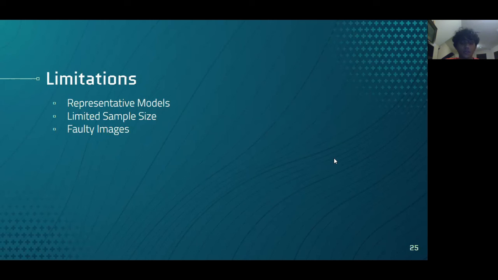Another limitation was the limited sample size of the images. Even though 100 images is a relatively large amount of images, a larger sample size would result in more definitive and more accurate results. The limited sample size was a result of the limited time of the project.